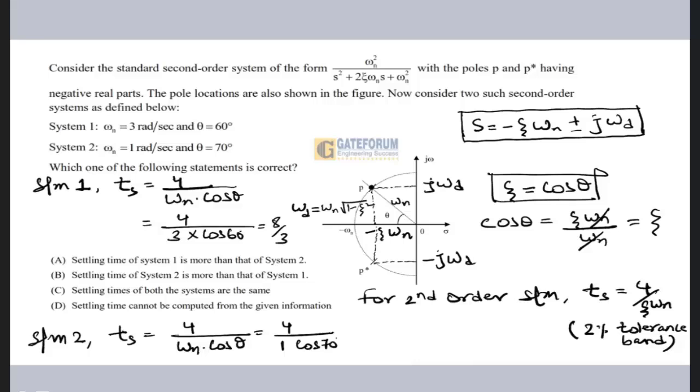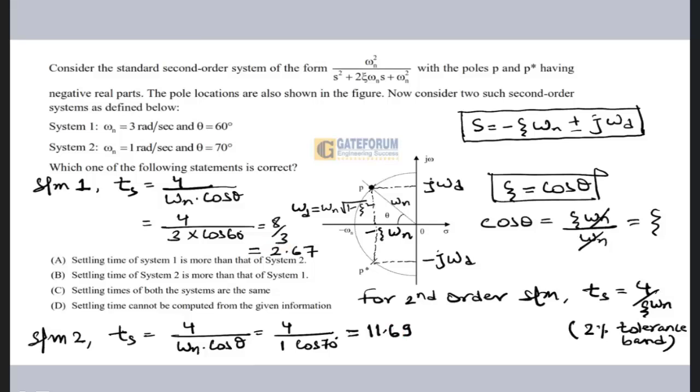So here I am getting 4 by cos 70. So that will come out to be, 4 upon cos 70 is coming out to be 11.69. And 8 by 3 is coming as 2.67. Okay, so you can check that system 2 is having more settling time compared to system 1.